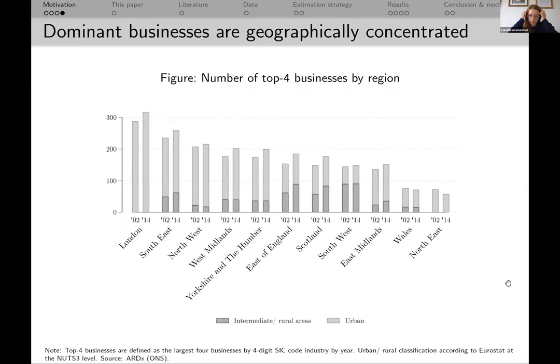And here's the regional dimension. Why I think this is interesting is because we can see here that most of these dominant four largest businesses within their industries tend to be clustered in London and then the wider Southeast regions, which are the wealthiest regions in the country. And then overall, also across the other regions, we see that those big businesses tend to be located in urban areas rather than more intermediate and rural areas.